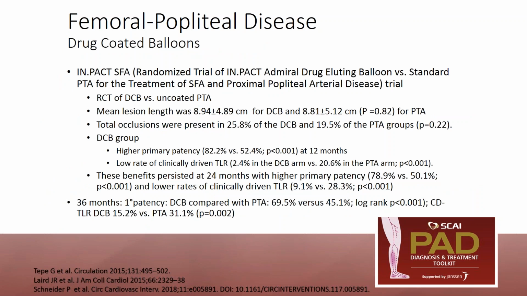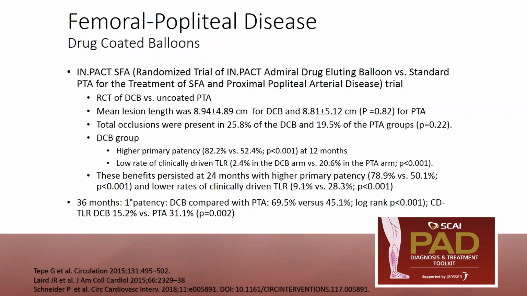What about drug-coated balloons? We have a lot of data now really advocating for drug-coated balloons to be a first-line therapy, and we're going to show some of that. First of all, the IMPACT SFA trial looking at the IN.PACT Admiral paclitaxel drug-eluting balloon versus uncoated balloon, with a mean lesion length of almost 9 centimeters and a total occlusion rate of almost 26% in the DCB arm and 20% in the PTA arm. We show primary patency at 82% versus 52% at 12 months using drug-coated balloons. A much lower rate of clinically driven TLR, only 2.4% in the DCB arm versus 20% in the PTA arm.